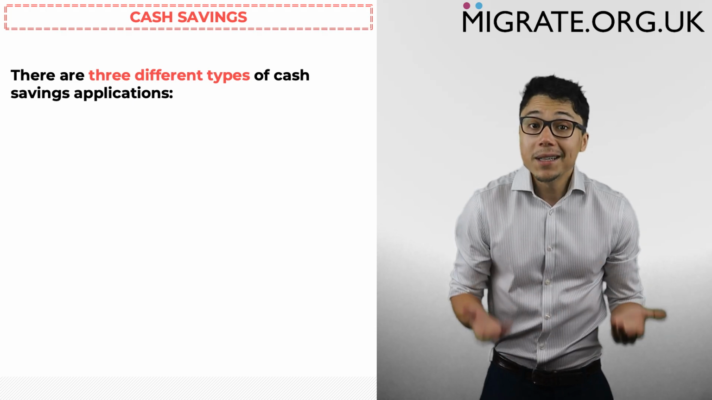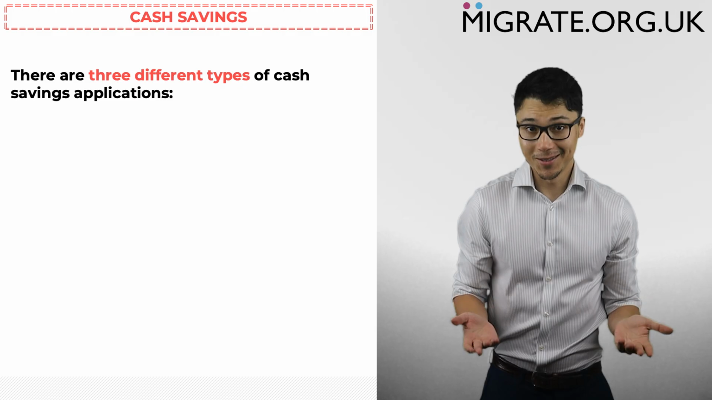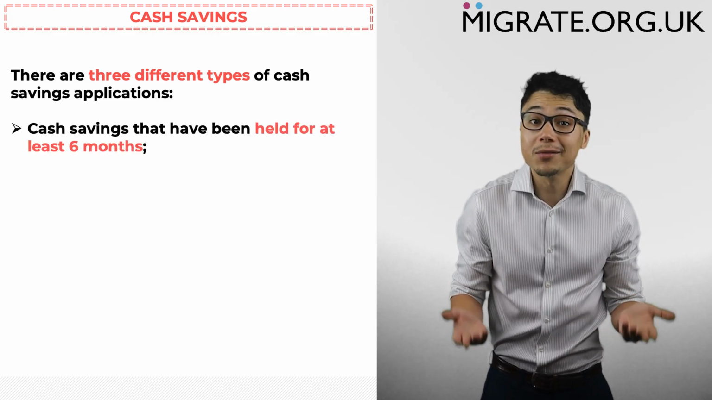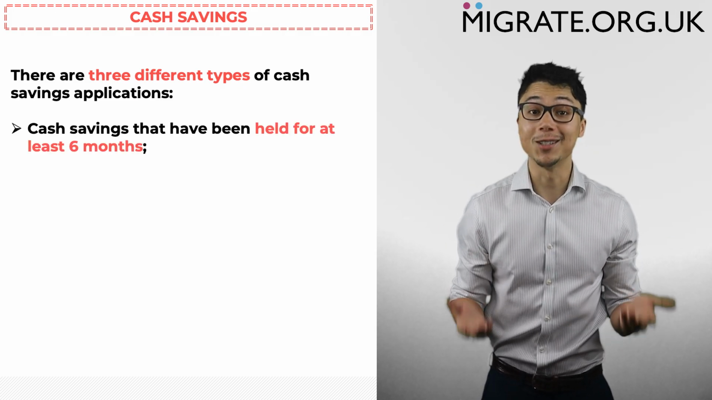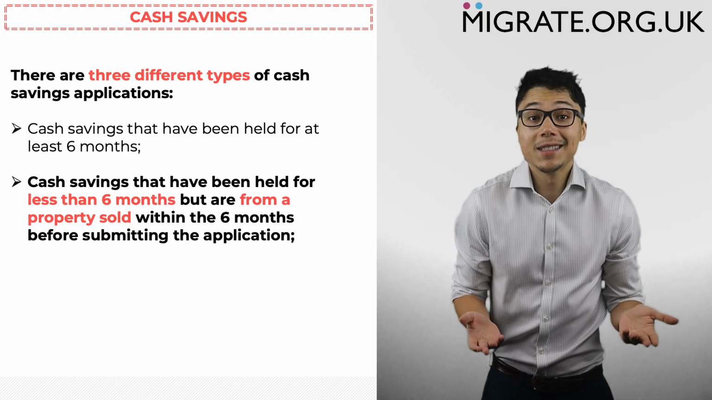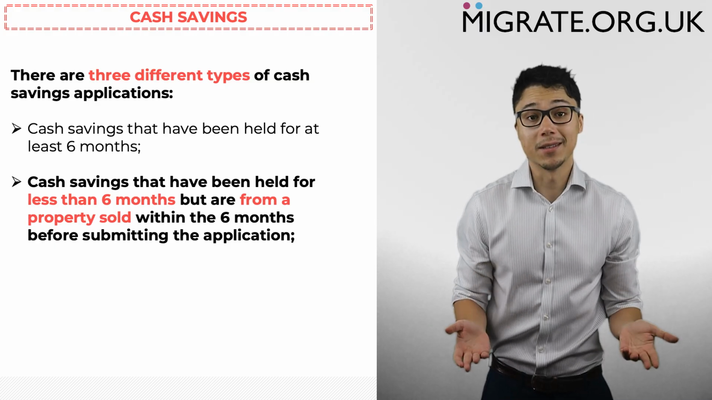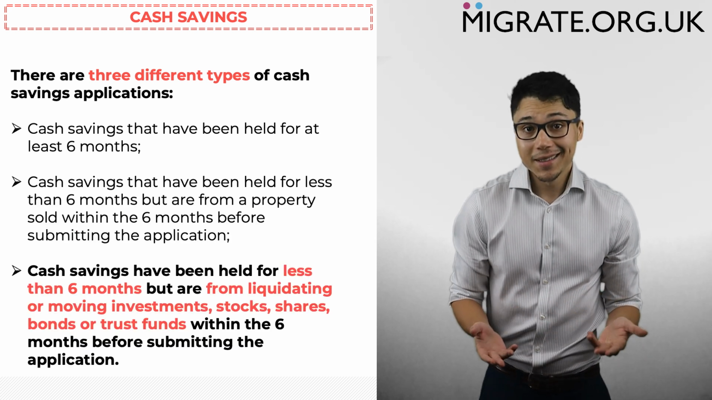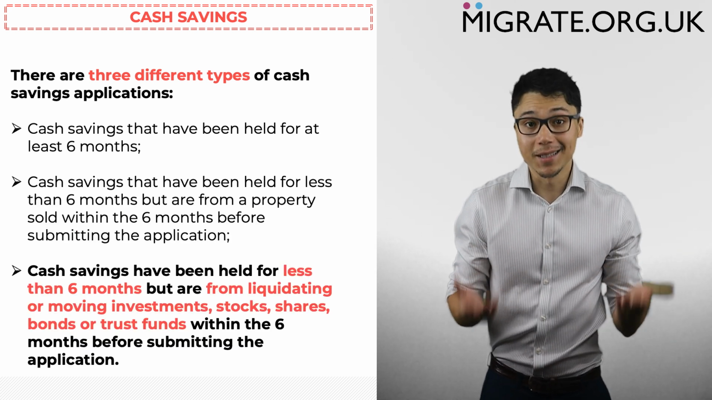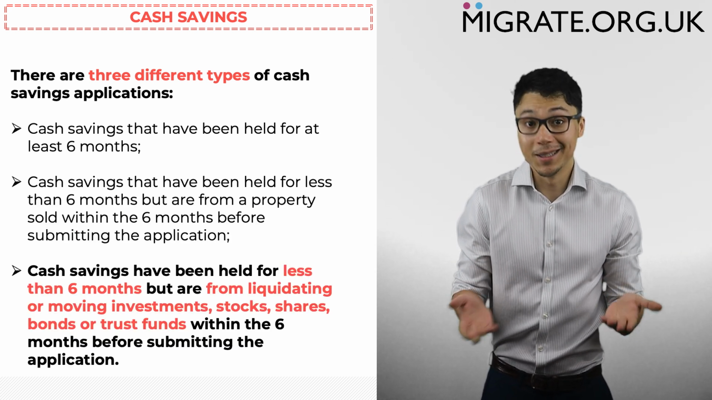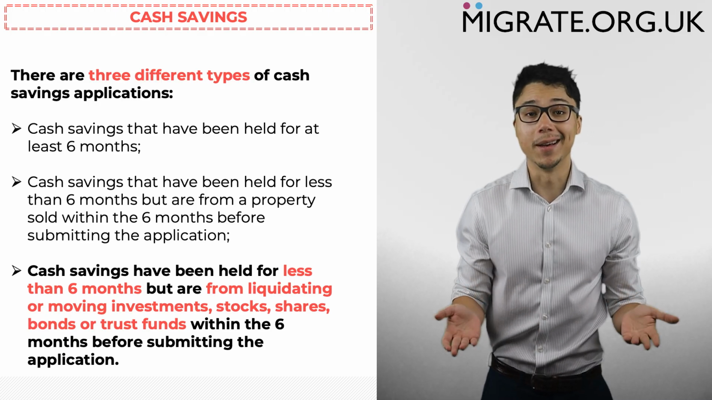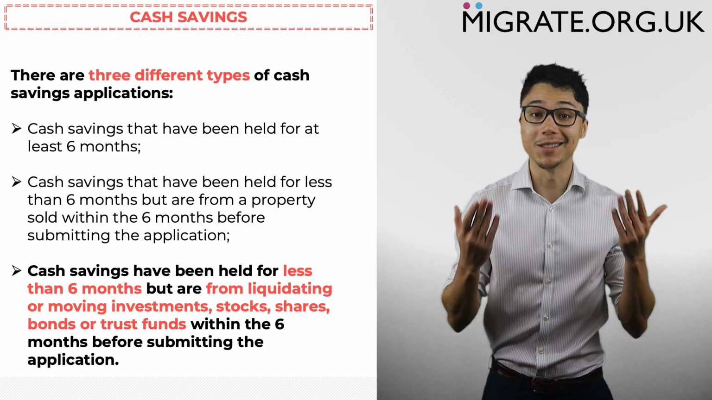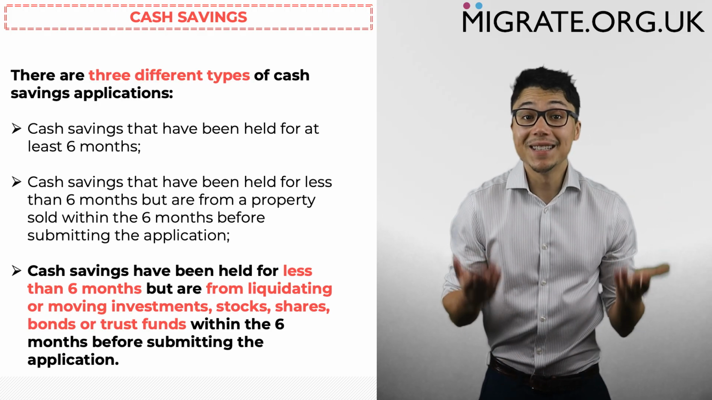www.migrate.org.uk. There are three different types of cash savings applications. 1. Cash savings that have been held for at least 6 months when the application is submitted. 2. Cash savings that have been held for less than 6 months but are from a property sale within the past 6 months. And 3. Cash savings that have been held for less than 6 months but are from liquidating or moving investments, stocks, shares, bonds or trust funds within the past 6 months. We'll discuss each of these in turn.